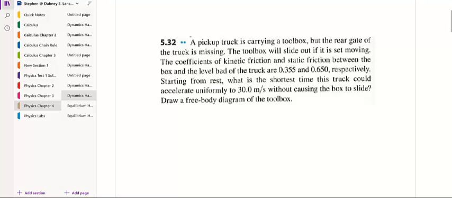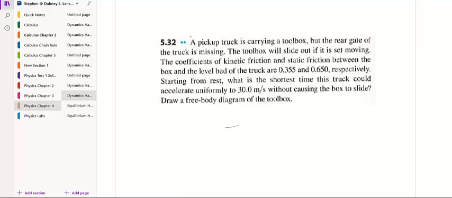Okay, so here are the solutions to the 4 extra problems. A pickup truck is carrying a toolbox, but the rear gate of the truck is missing. The toolbox will slide out if it is set moving. The coefficients of kinetic and static friction between the box and the level bed of the truck are 0.355 and 0.650 respectively. Starting from rest, what is the shortest time this truck could accelerate uniformly to 30 meters per second without causing the box to slide?